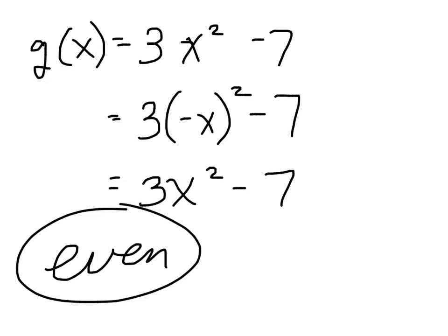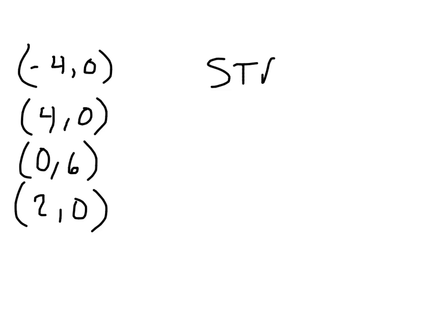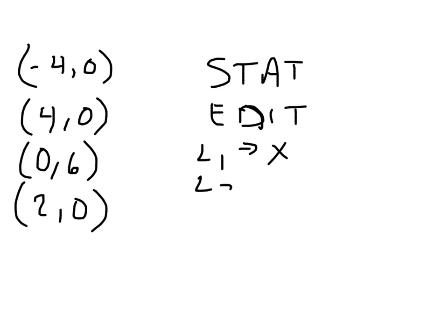So when I'm giving you a bunch of ordered pairs like that, like they say -4, 0, 4, 0, 0, 6, and 2, 0, how do you come up with the equation? How do I use my graphing calculator to do this for me? I hit stat, and then edit. L1 is for x's, L2 is for y's. Then stat again. Over to calc.